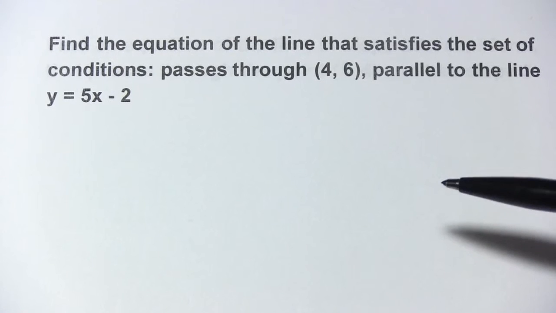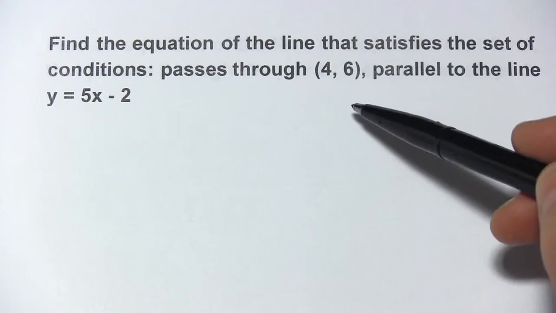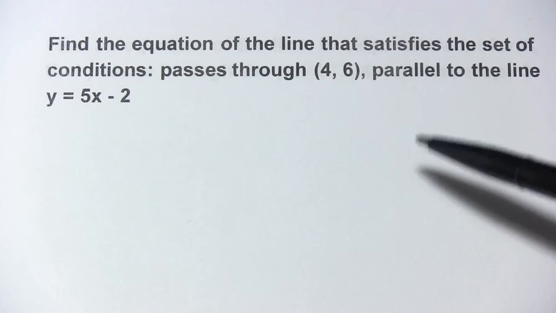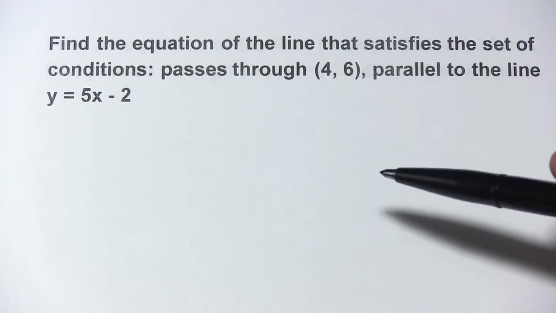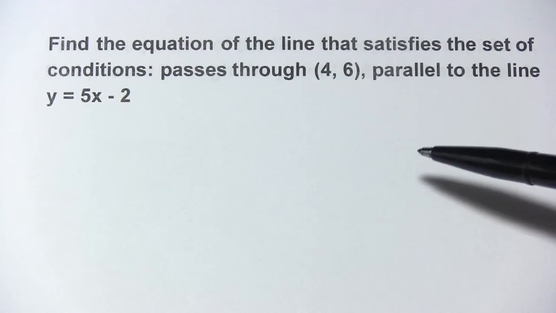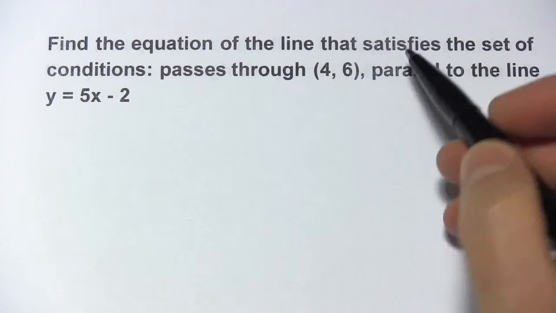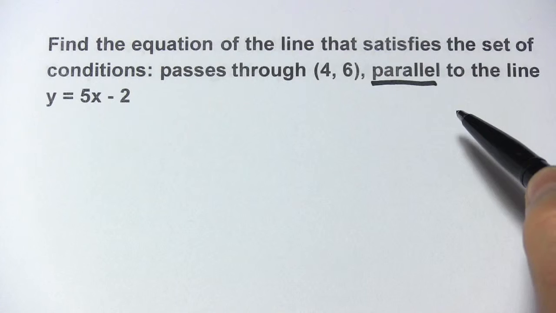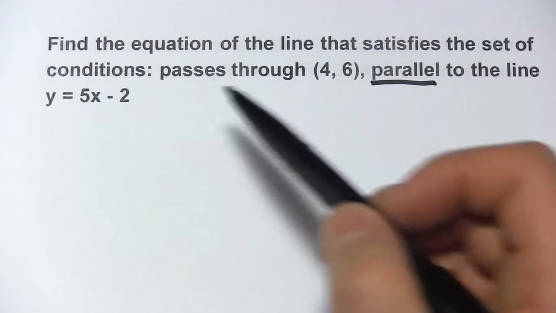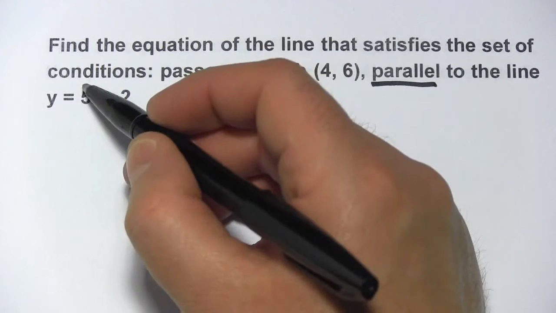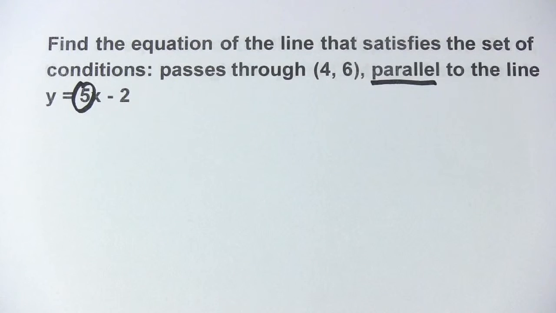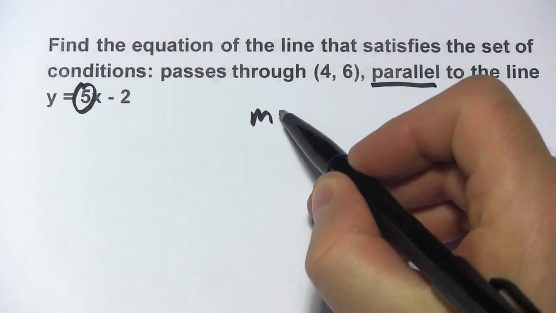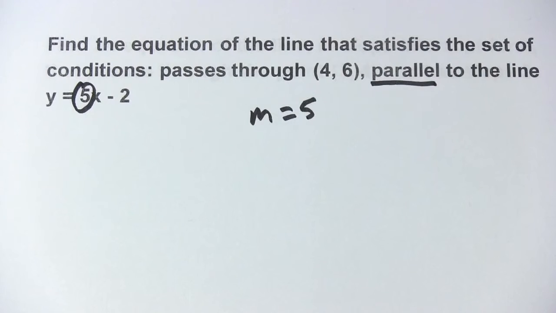In these problems, we need to find the equation of a line, and we're given a point, and we're given some other line that it's parallel to. Well, parallel lines have the same slopes. So I can just look at this line that our new line has to be parallel to and say, aha, the slope is positive 5. So for my line, m equals 5.